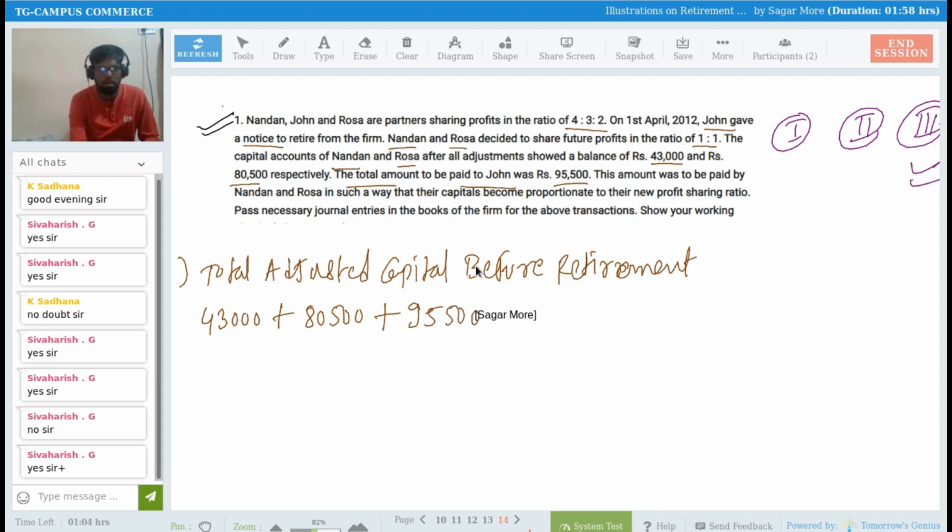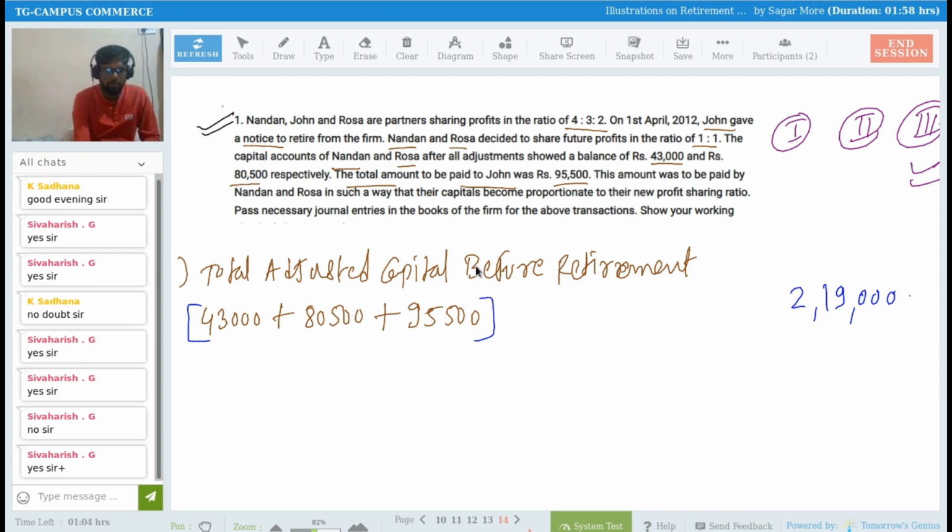95,500. So what is the total adjusted capital before retirement? Tell me. Total of all these three. You can unmute, Sadhana, Shivarish. 43,000 plus 80,500 plus 95,500 is 2,19,000, right, Shivarish? 2,19,000 is your total adjusted capital, right?